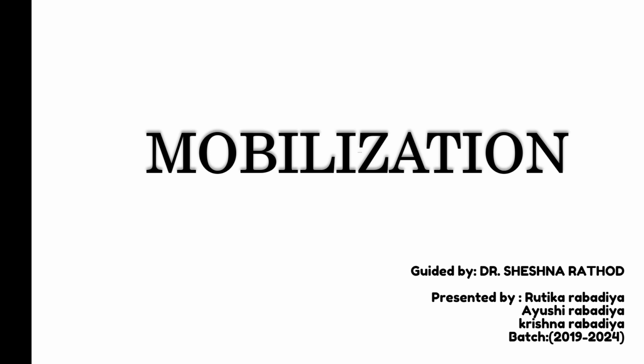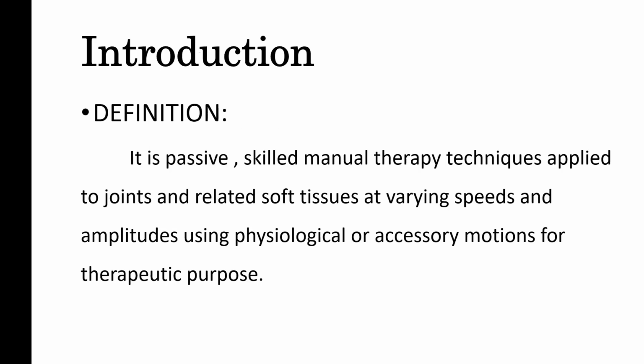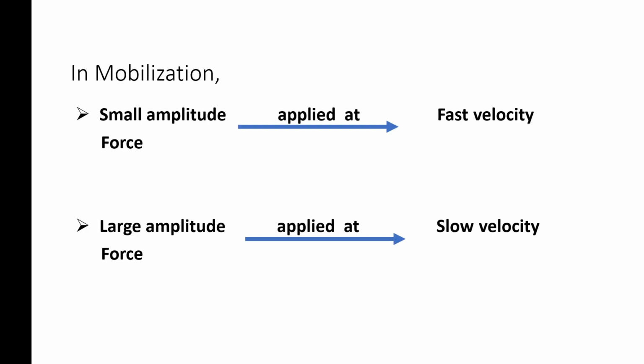Hello everyone, this video is going to be on mobilization. Definition: it is passive, skilled manual therapy techniques applied to joints and related soft tissues at varying speeds and amplitudes using physiological or accessory motions for therapeutic purpose. In mobilization, small amplitude force is applied at fast velocity, large amplitude force is applied at slow velocity.